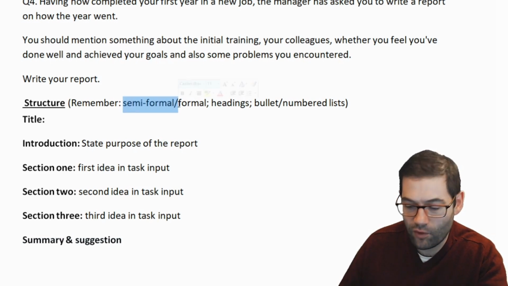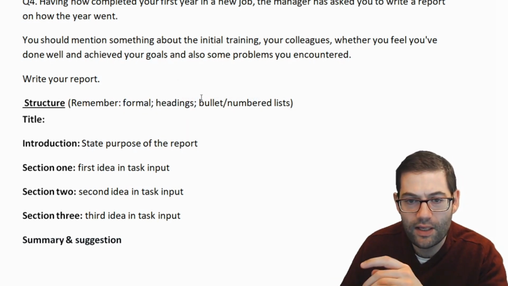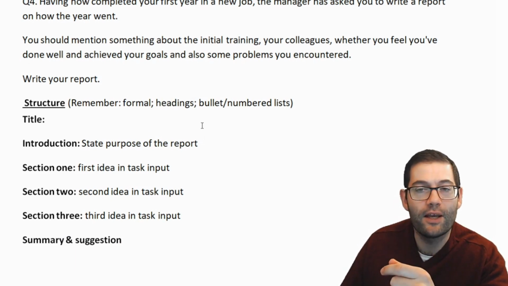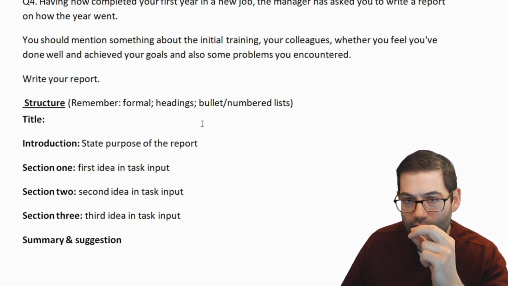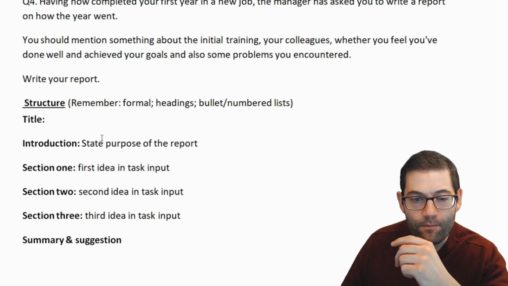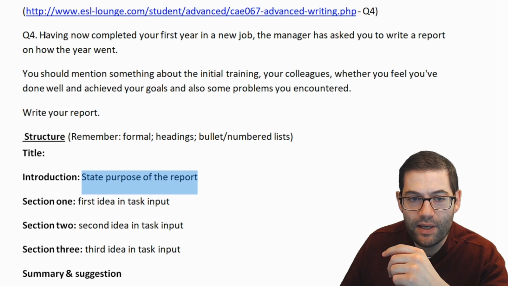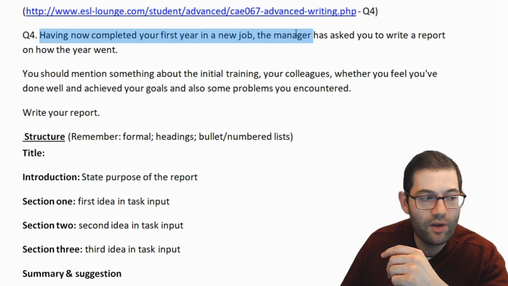I've said here it's semi-formal. We're writing to our manager, so we can delete that. It's formal. We've got to use headings. We've got to use bullet lists and numbered lists, just as we have for the FCE. So why am I writing the report? Well, I'm writing the report because my manager's asked me to, because I've just finished my first year in a job.